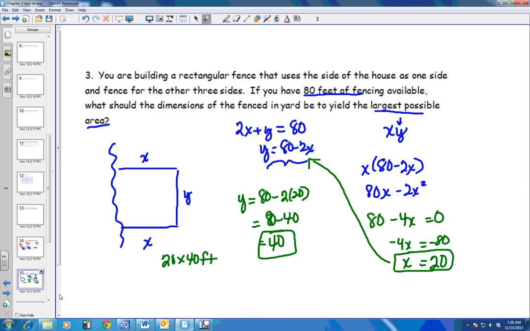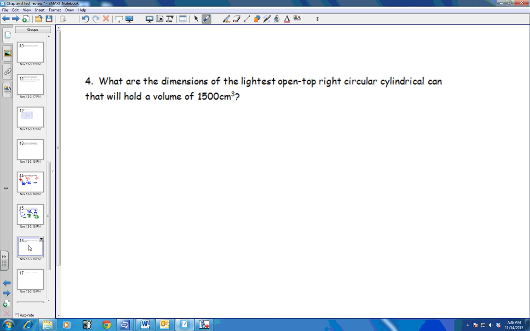Okay, number 4. What are the dimensions of the lightest open top right circular cylindrical can that will hold a volume of 1500 cubic centimeters? Okay, and if I give you this kind of problem on the test, I will give you the volume formula and the surface area formula.